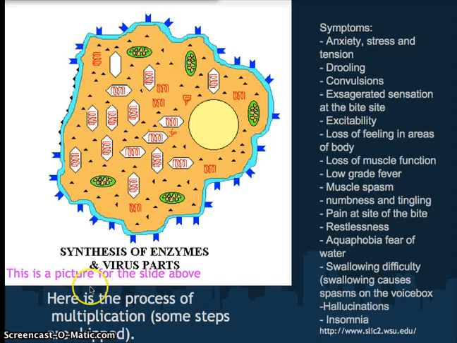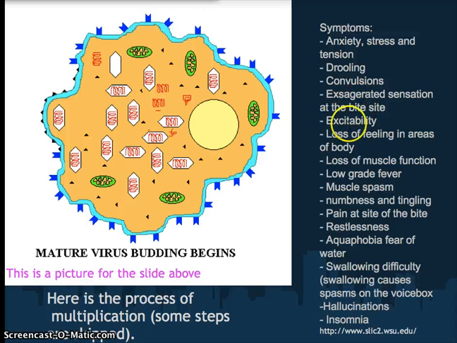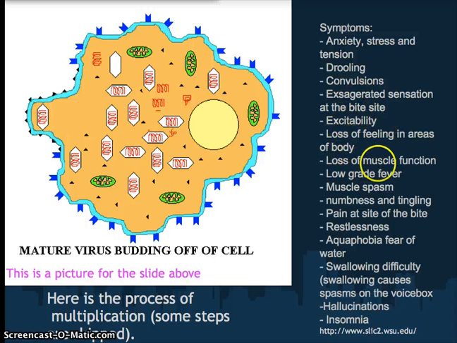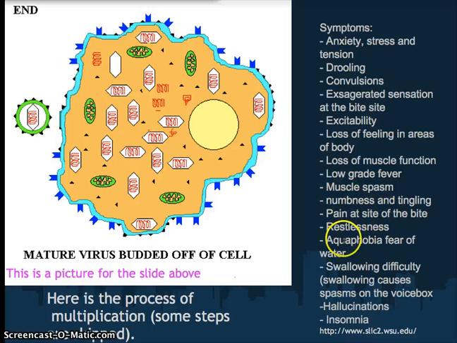Alright, here are the symptoms. Anxiety, stress, and tension, drooling, convulsions, exaggerated sensation at bite, excitability, loss of feeling in areas of body, loss of muscle function, low-grade fever, muscle spasm, numbness and tingling, panic at a bite, restlessness, agoraphobia, fear of water, swallowing difficulty, swallowing causes spasm in the voice box, hallucinations, and insomnia.